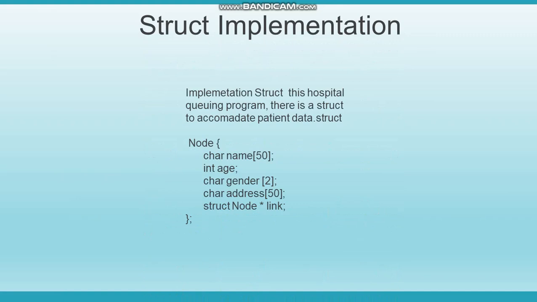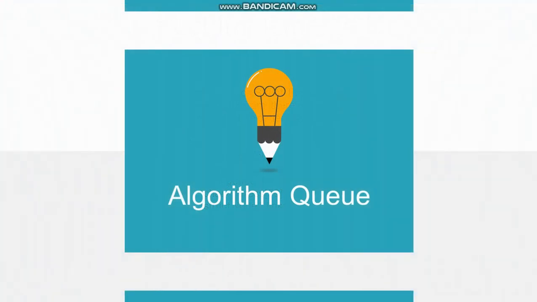Next, struct implementation. Implementation of the struct for this hospital queuing program. There is a struct to accommodate patient data. Char name for inserting the patient's name, char age for inserting the patient's age, char gender for inserting the patient's gender, char address for inserting the patient's address, then a struct node for the linked list. Next, the queue algorithm.